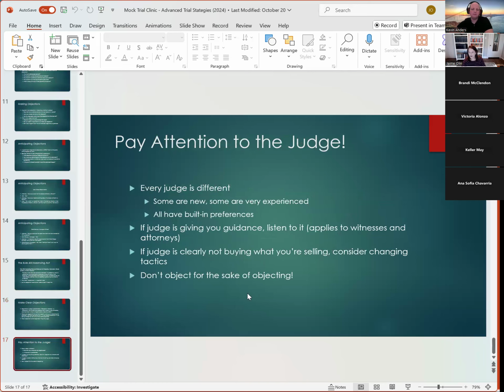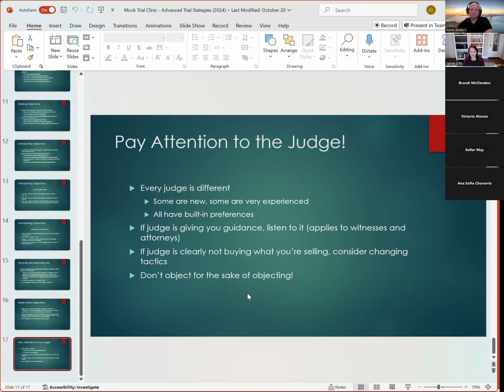Okay, and then finally on this, and then we're going to move for just a few minutes to the judge's survey that I mentioned at the beginning, is pay attention to the judge. I tend to show what I'm thinking and feeling on my face. I use my hands a lot. Every judge is different. But if you are arguing objections and if the judge is giving guidance in some other way, pay attention to what they're doing and what they're saying.